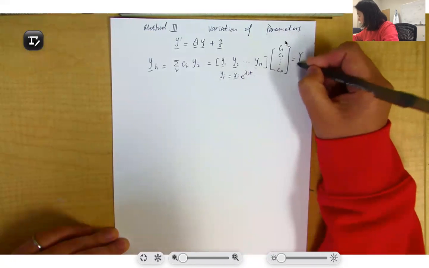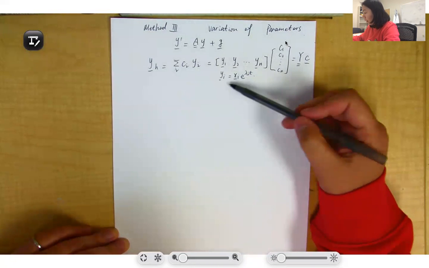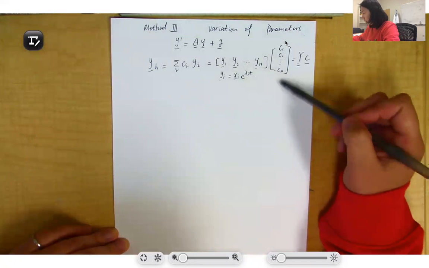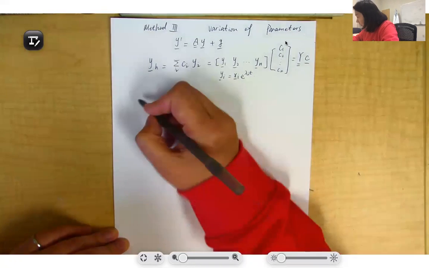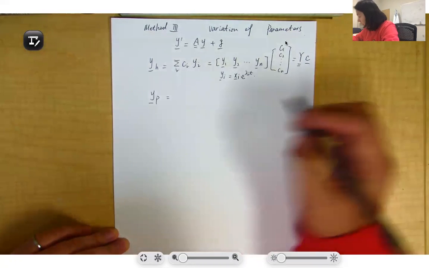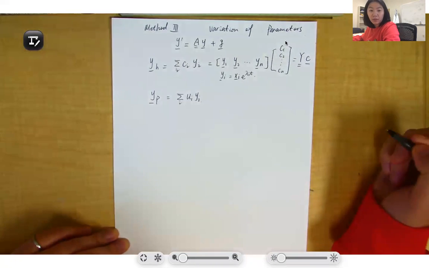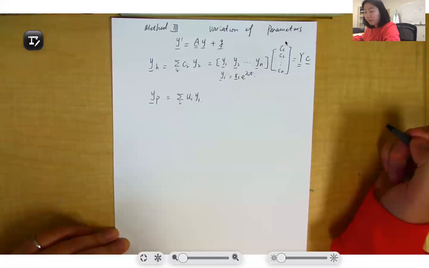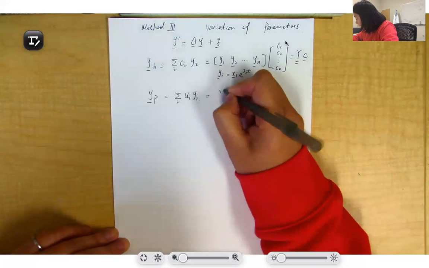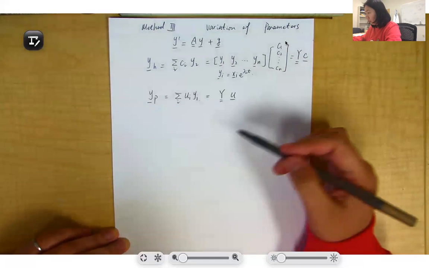And you can write this as yc. So y is represented by your eigenvectors and your eigenvalues. The c is the arbitrary constant. Okay. Then the yp, your particular solution, will be the sum of ui yi. So you use substitution to represent your particular solution. The ui will be some function of t. Then you can write it as Yu. Okay, that is the variation of parameters.